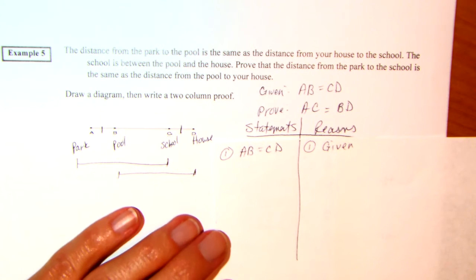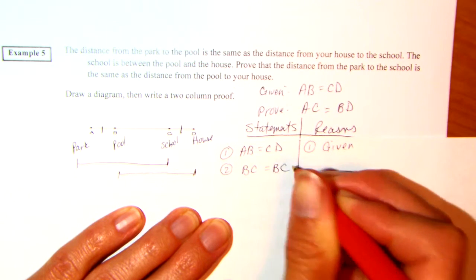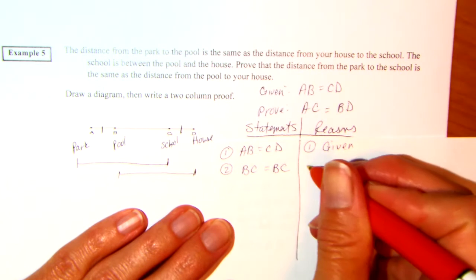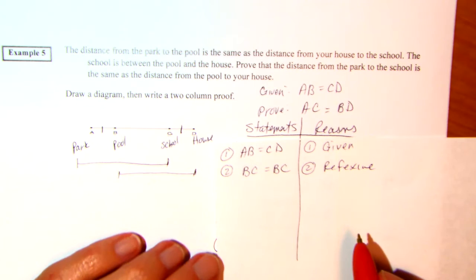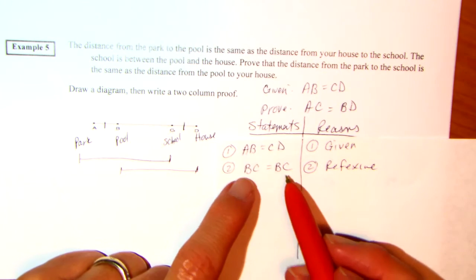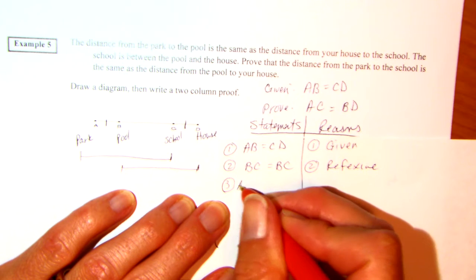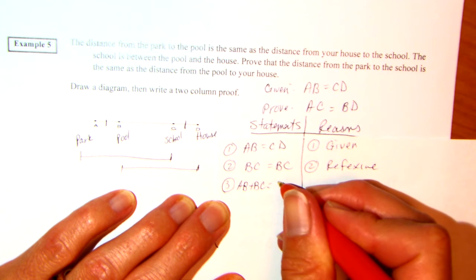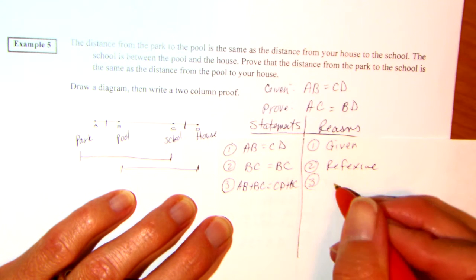If you never know where to start, at least do that. Gets you somewhere. Then we also know that BC is equal to BC. Well, if a segment is equal to itself, the measures, that's reflexive. Alright, so I'm going to take the AB and CD and add BC to both of them. So number 3, we're going to take the AB and add the BC. We're going to take the CD and add BC. That's just addition property of equality.